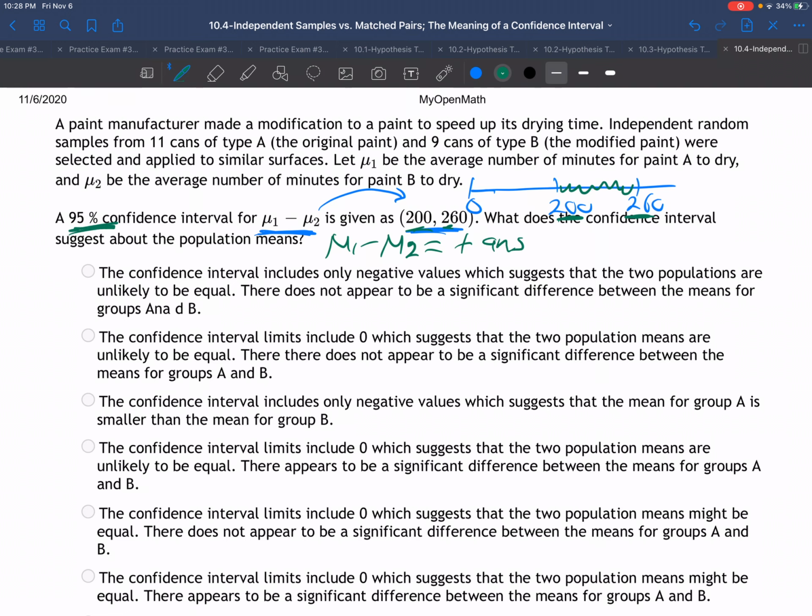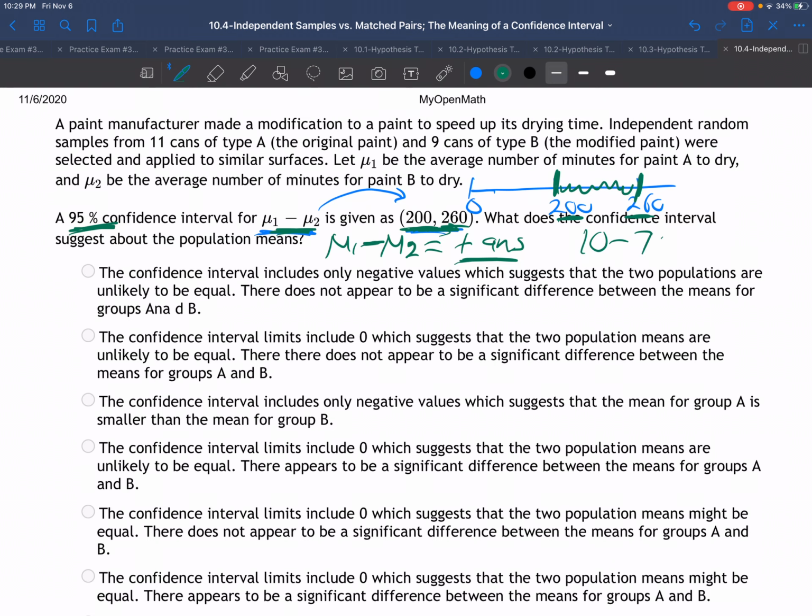We're 95% sure that mu1 minus mu2 is some number between 200 and 260, that the true average, mu1 minus mu2, is between 200 and 260. If you're between 200 and 260, there's only positive numbers. So we're saying that mu1 minus mu2 is positive. What does that mean? How do you subtract two things and get a positive answer?